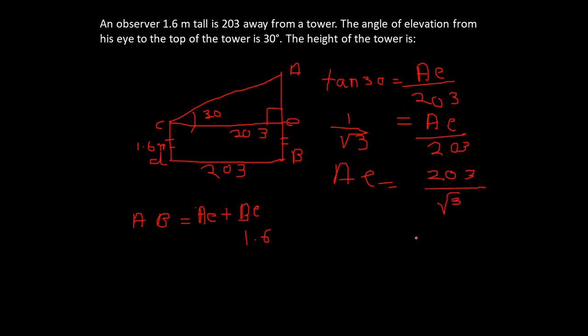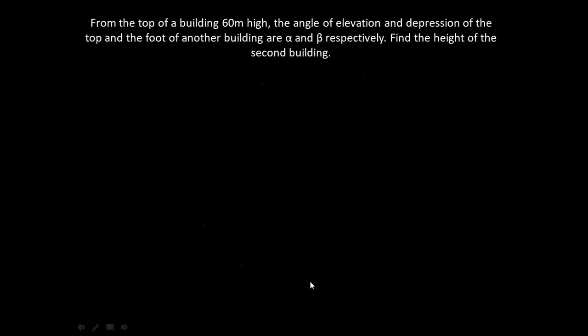Okay, so for A we found it. So for AB will be this one, 203 divided by root 3 plus 1.6. So this will be our answer. Okay, let's see another question.